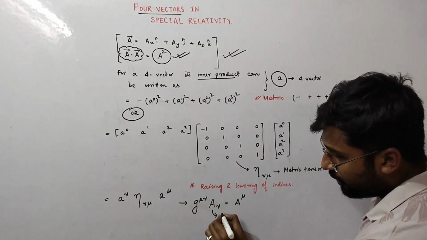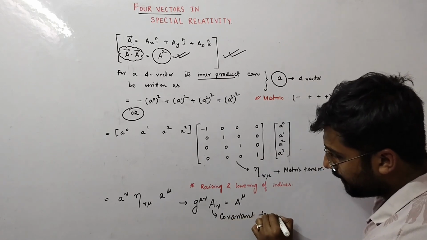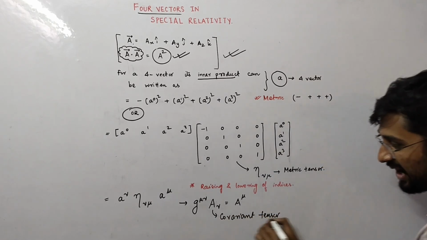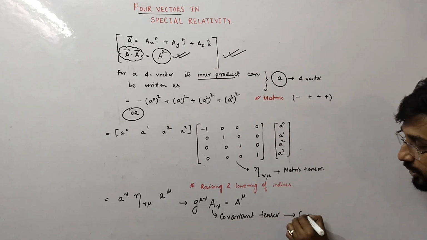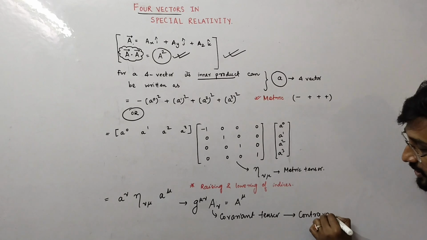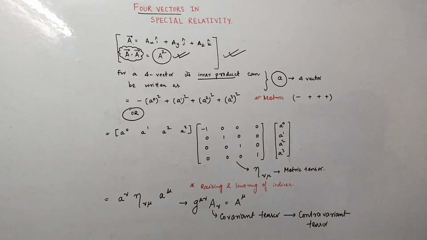So I have a covariant tensor, and I need to convert this covariant tensor into a contravariant tensor. There is a very simple rule to it.